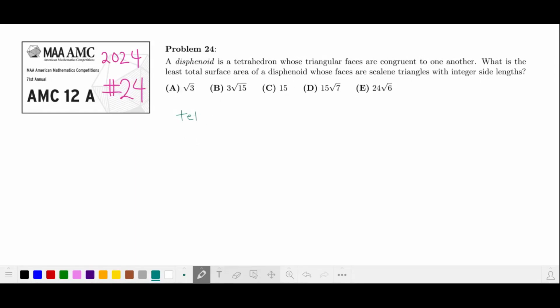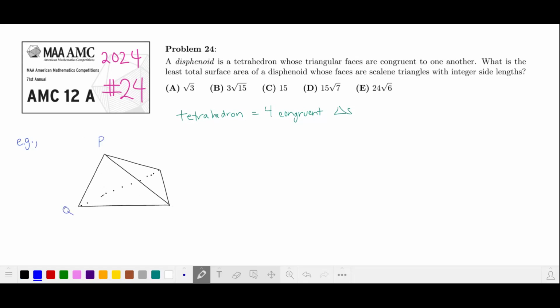This tetrahedron will consist of 4 congruent triangles. Let's draw this out and see if we can figure out where the lengths are. Let's say we have this tetrahedron PQRS, and let's say our front face, triangle PQR, has side lengths of length A, B, and C.